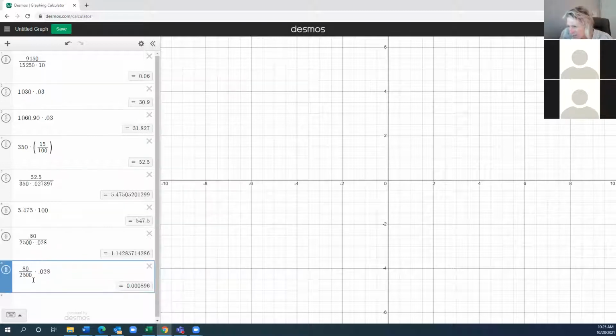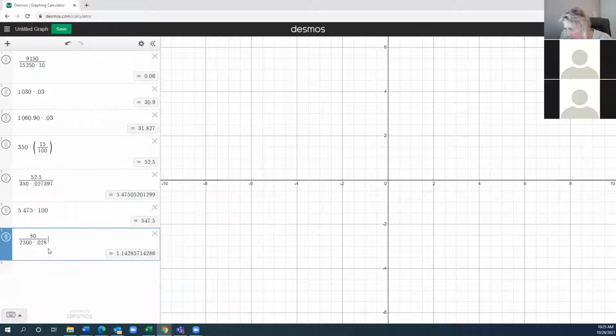Is that what you got? 0.000896? Yeah. So here you're saying divide by 2,500 and then multiply by 0.28. But notice up here in this line, this is not the one. We want this one. We want the 0.028 to be in the bottom, just like we have it in our picture. Okay. So I'm going to show you on my paper how you'll need to type it in.